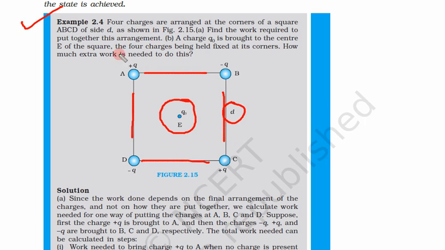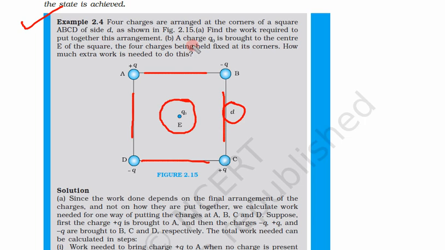We were solving this example where there are four charges. This is positive q, another one is negative q, third one is positive q, and fourth one is another negative q. So these are brought from infinity to form this kind of square shape, and we have to calculate the work required to put together this arrangement.